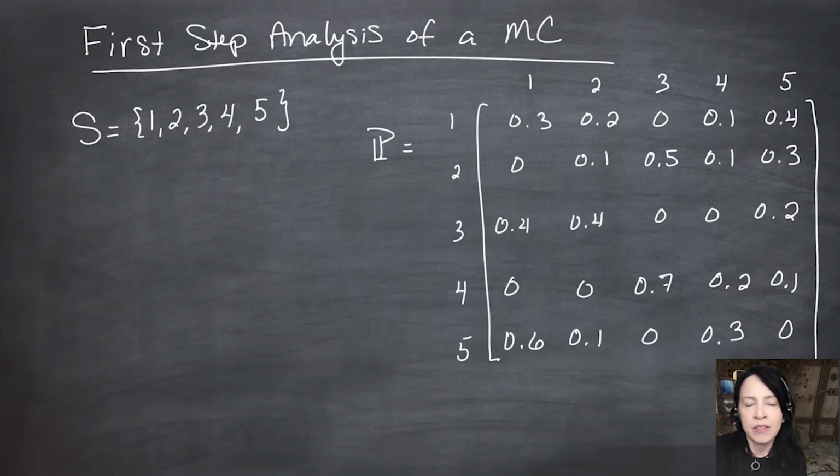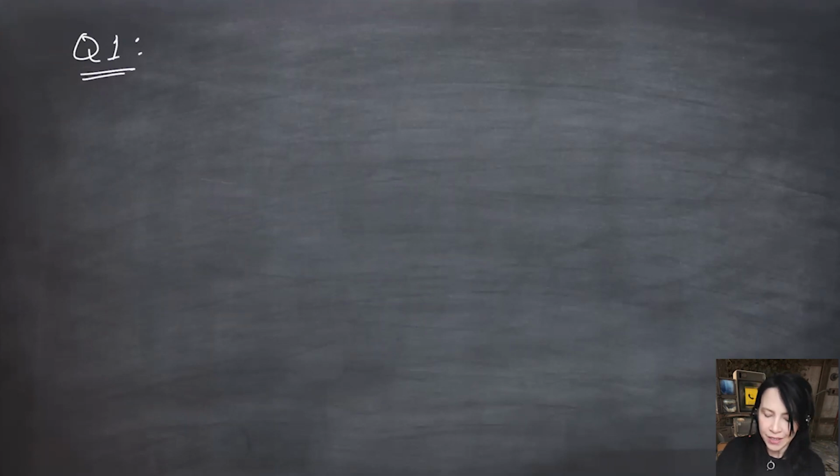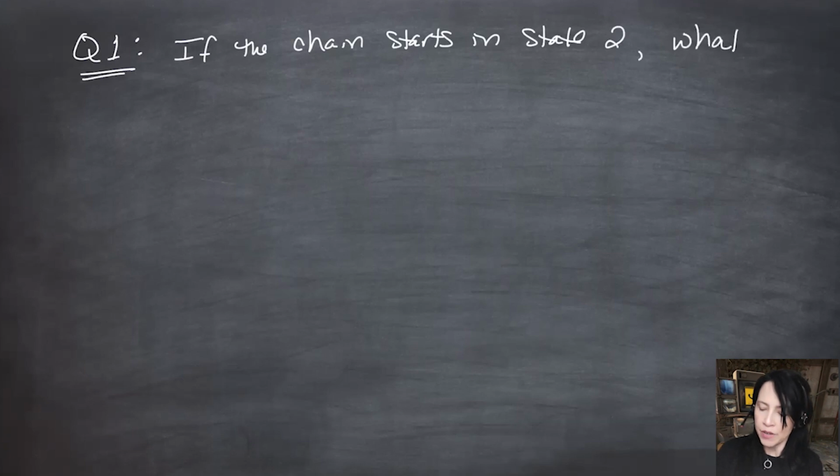You might want to pause the video and write this one down because I'm going to be referring to this matrix for the entire rest of today's lecture. I'll try to keep copying and pasting it, but it might be helpful to you to have it right in front of you. I'm going to grab it so I have it for the next slide. And let's answer our first step analysis question. Question 1. I'm going to start the chain in state 2, and I want to find the expected number of steps for the chain to first hit state 1.